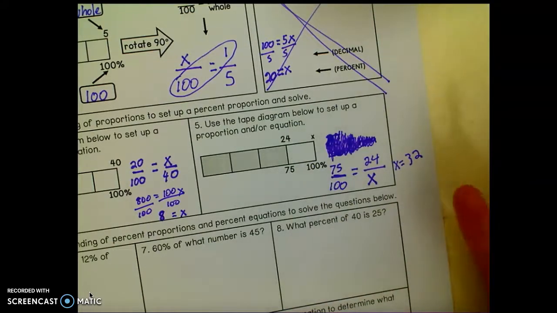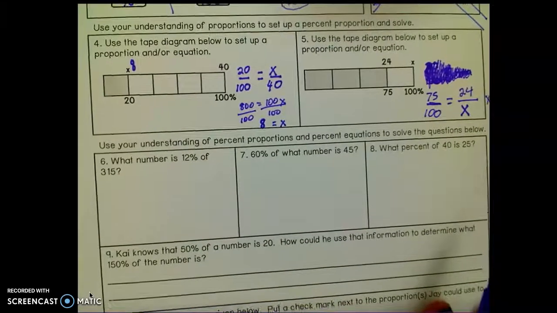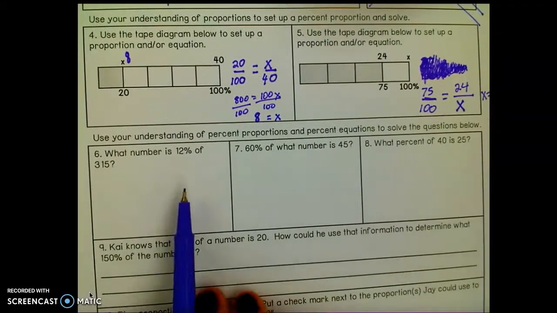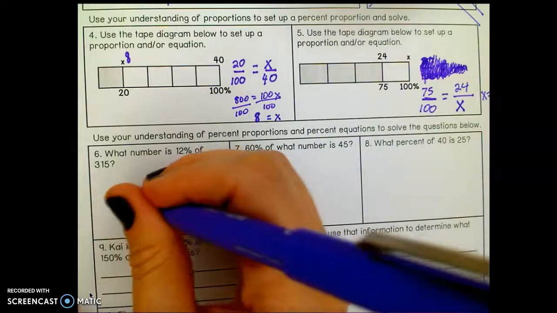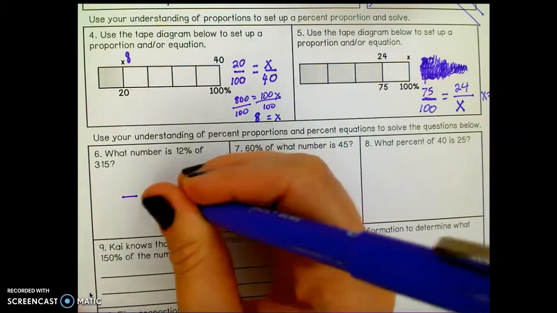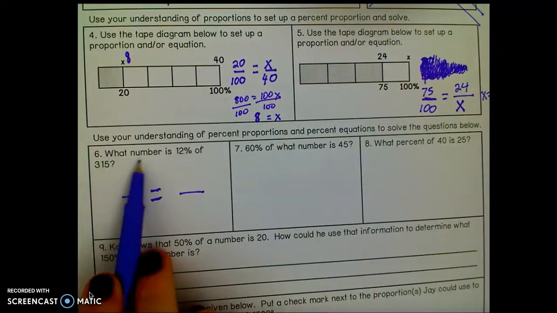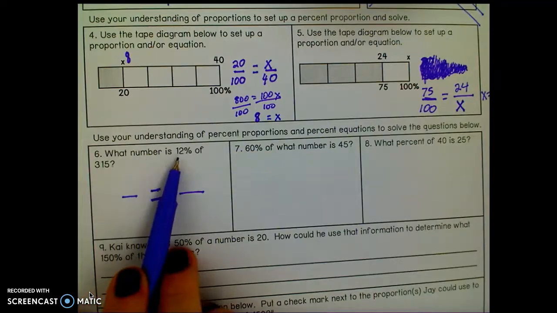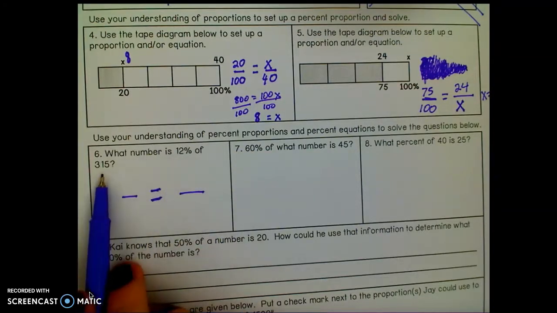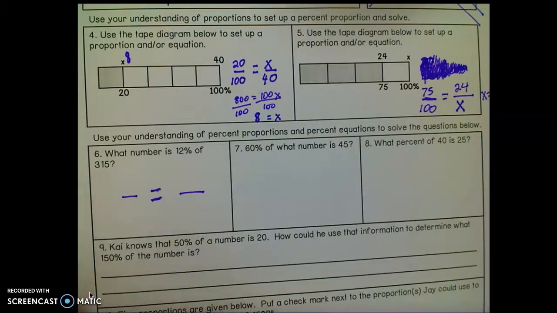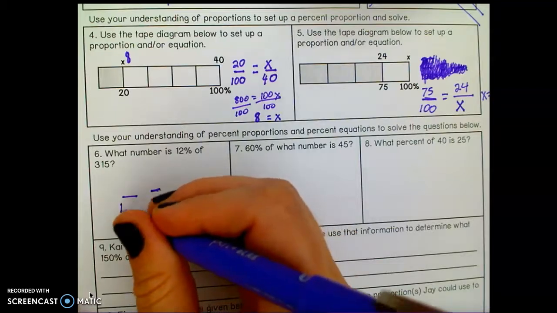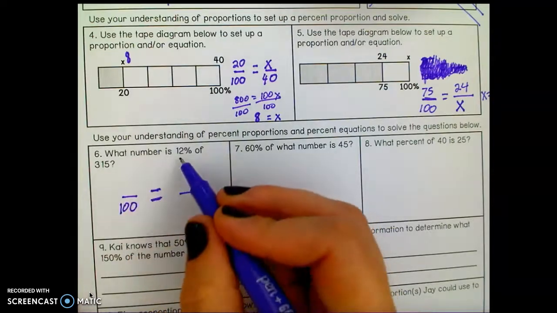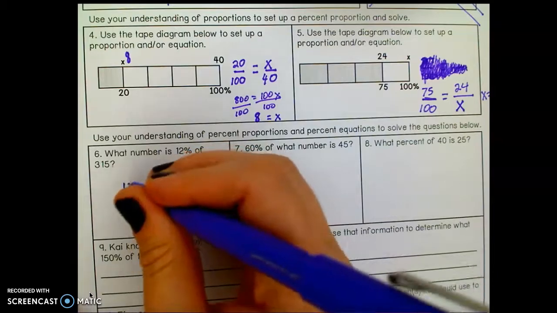Now, you might like the tape diagrams, or you might not like them. These story problems down here are exactly the same, but they're in words. Personally, I like the words better. Let's take our formula and let's try number 6. This one says, what number is 12% of 315? According to my formula, okay, we're going to be putting the percentages over here. So out of 100, we're asking what number is 12%. So that 12% would go here.